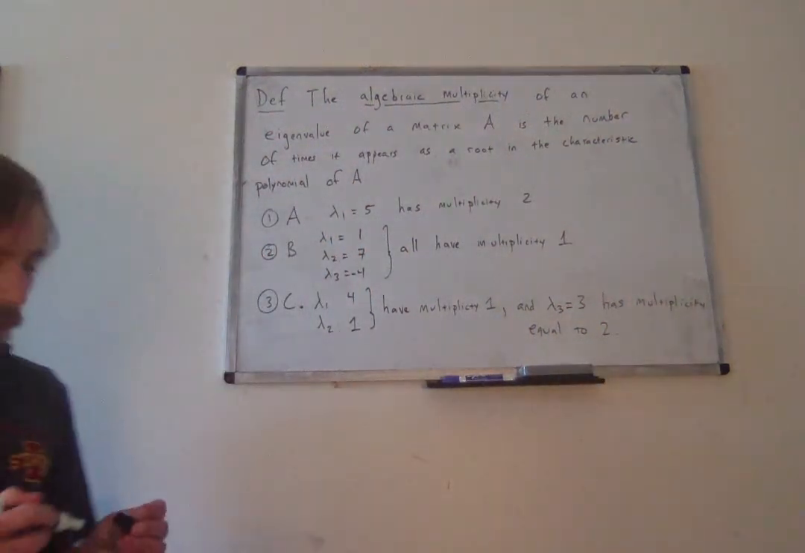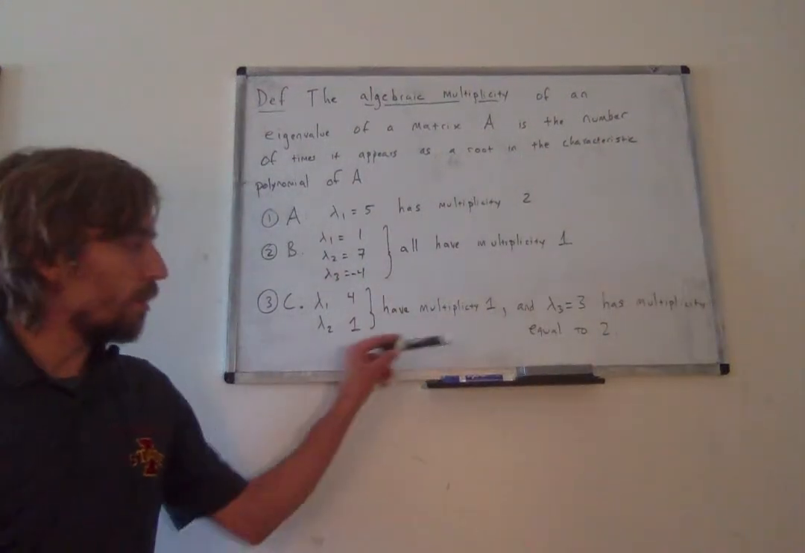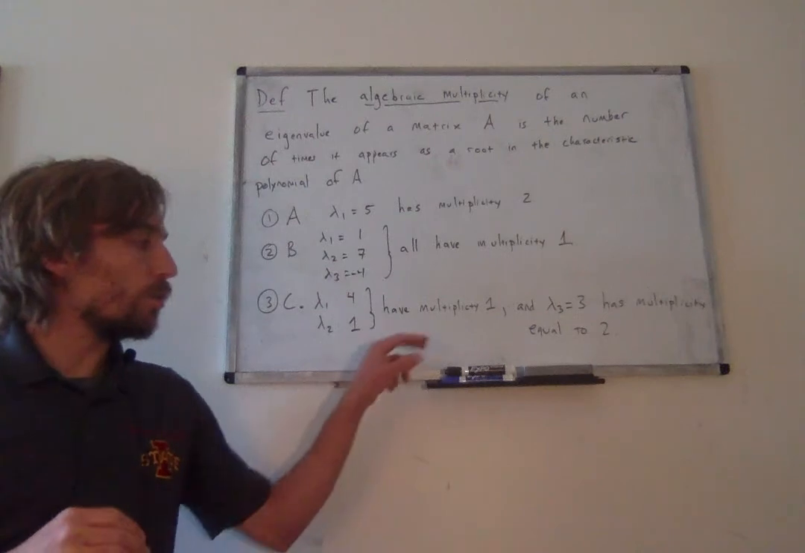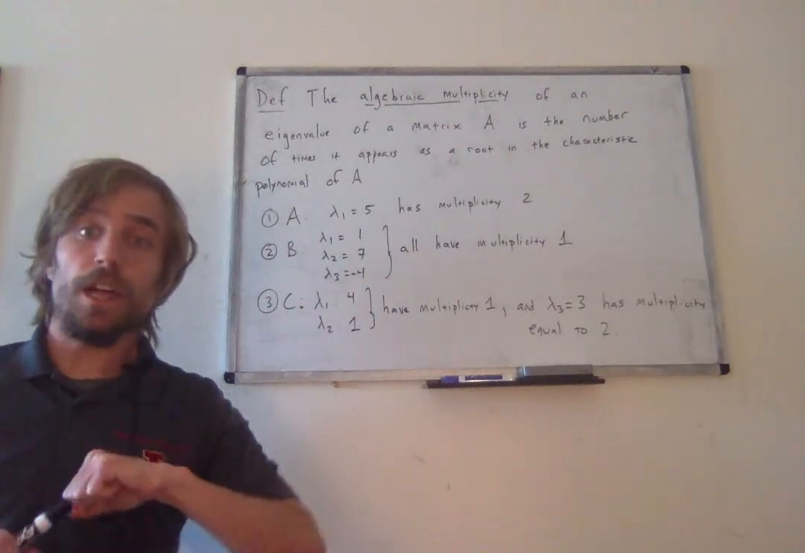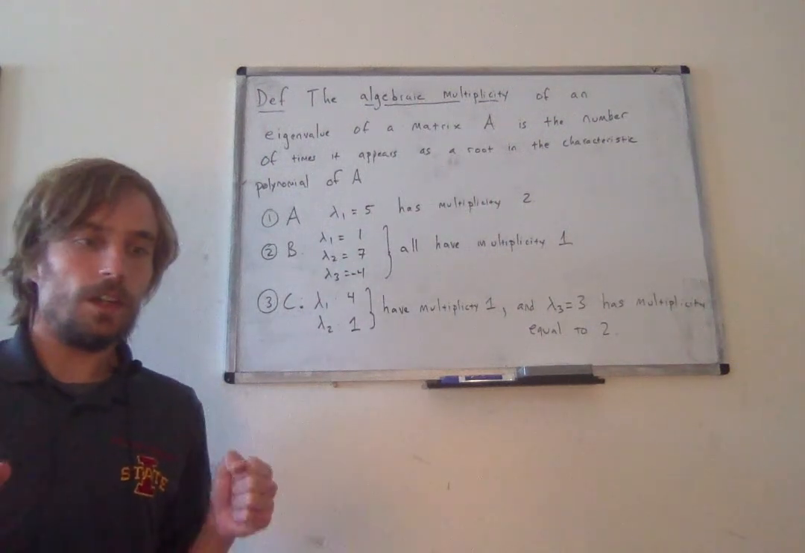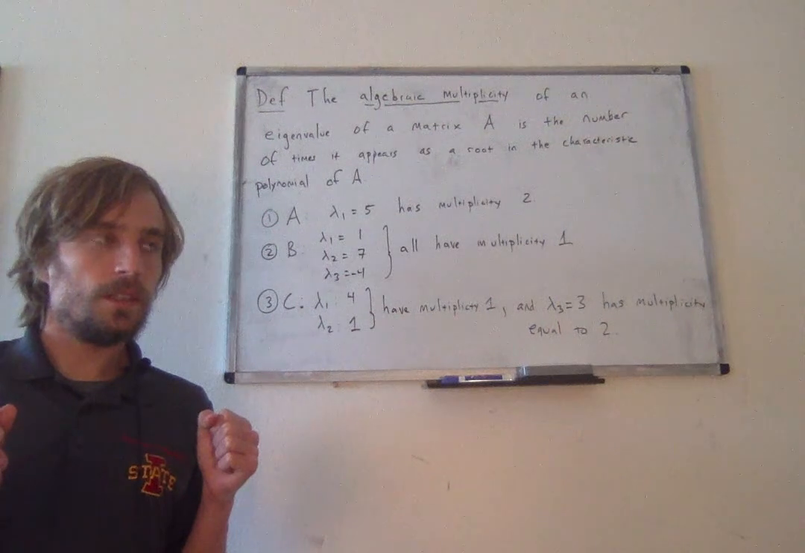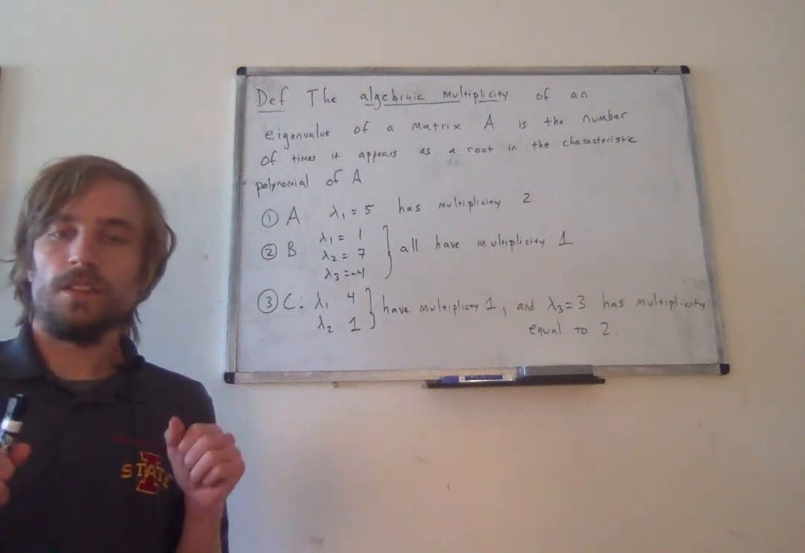So the algebraic multiplicity, or like I said for now, just the multiplicity of an eigenvalue, is just the number of times that eigenvalue appears as a root in the characteristic polynomial. So we can now find eigenvalues. Video 2 will introduce a fun concept.